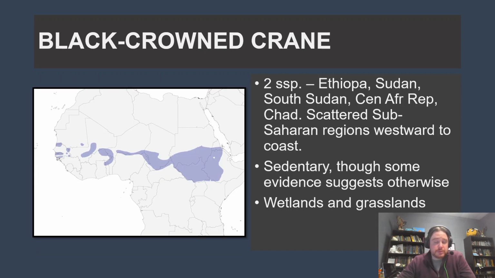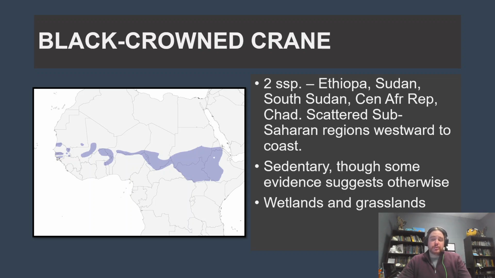There are two subspecies of black crowned crane. They're in a sub-Saharan strip that runs latitudinally across Africa in just this little band, right? Like you can see, if you get above this, you're in the Sahara. So you're sub-Saharan, but you're just in this little strip. They're sedentary, though there is some evidence that suggests otherwise.